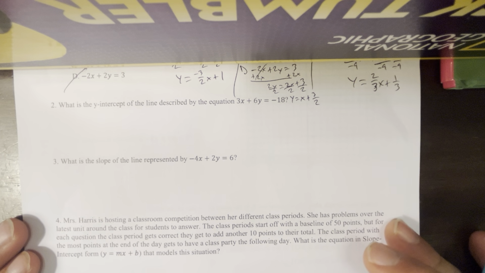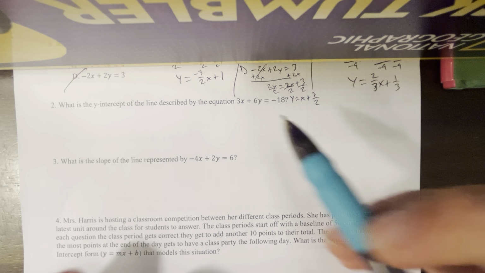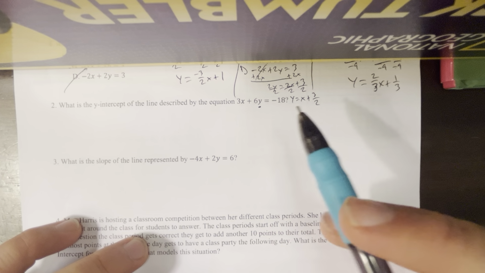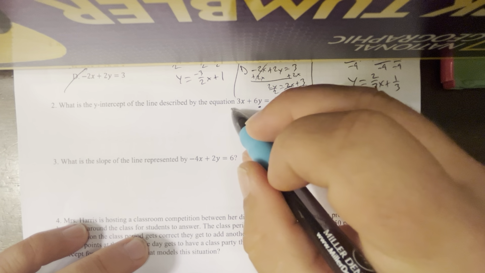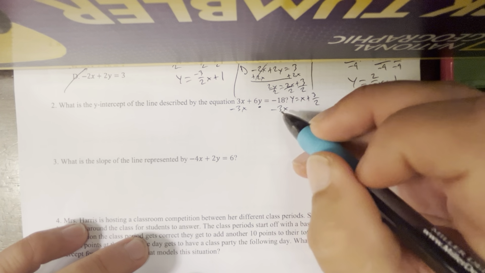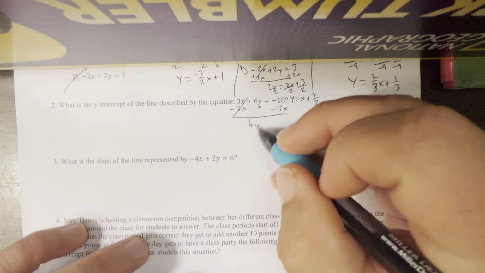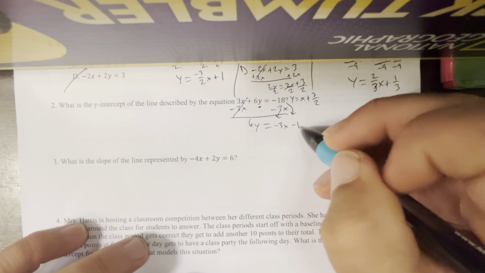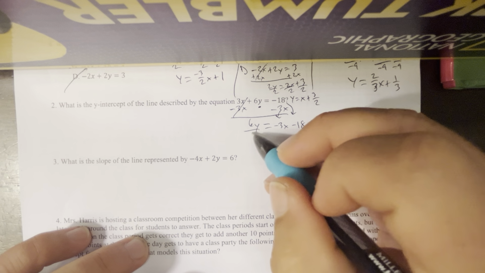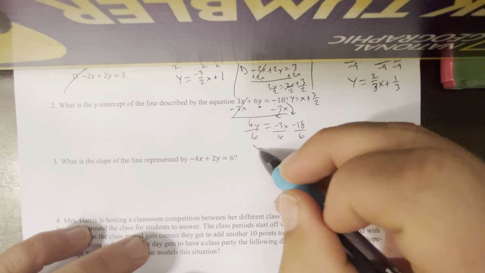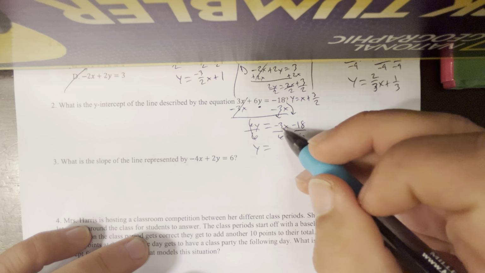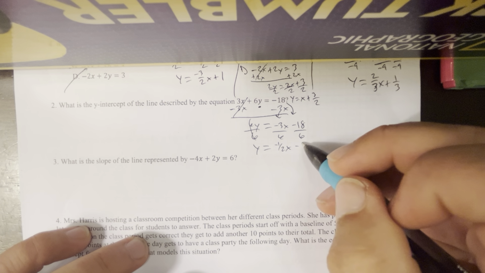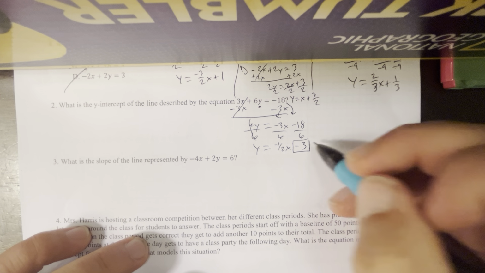Number 2. What is the y-intercept of the line described by this equation? Again, I want to get the y all by itself. We're going to move the x term to the other side like we just did on the previous. So 6y is equal to negative 3x minus 18. And then we'll divide everything by 6. So y is equal to negative 1/2 x minus 18 divided by 6 is 3. That's the y-intercept.